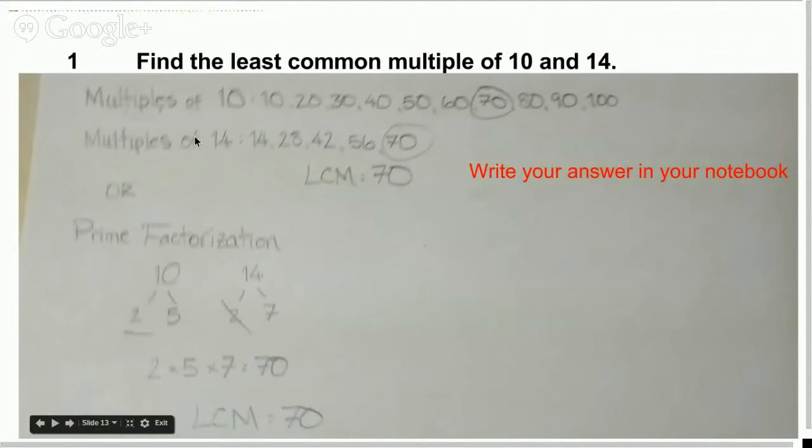All right, so the least common multiple of 10 and 14. Multiples of 10: 10, 20, 30, 40, 50, 60, 70, 80. Multiples of 14: 14, 28, 42, 56, 70. So they share 70. Or if we do prime factorization, 2 and 5, 2 and 7, we have to get rid of one of the shared factors. So they both share a 2, so we get rid of one of those. And 2 times 5 times 7 is 70.